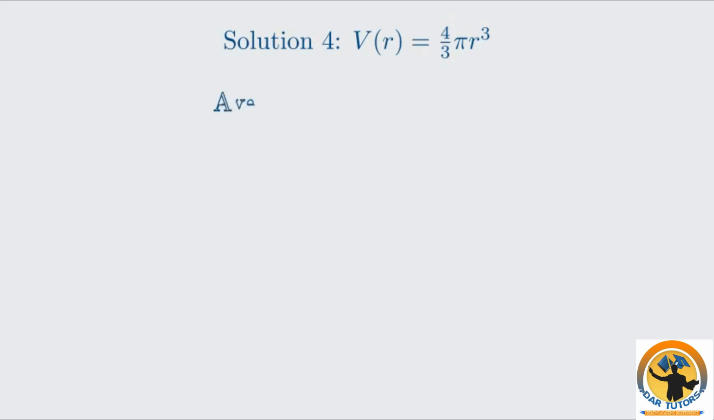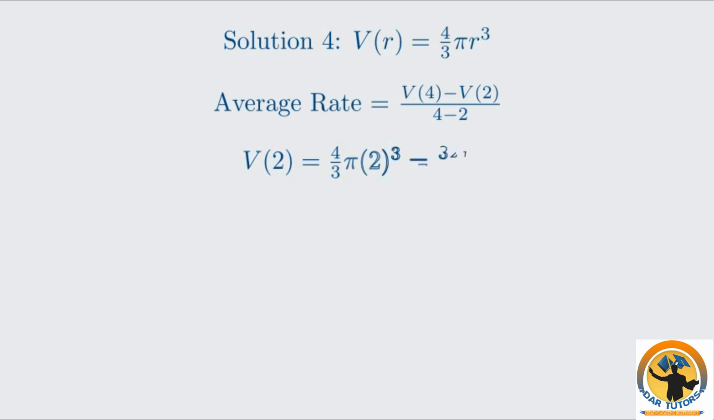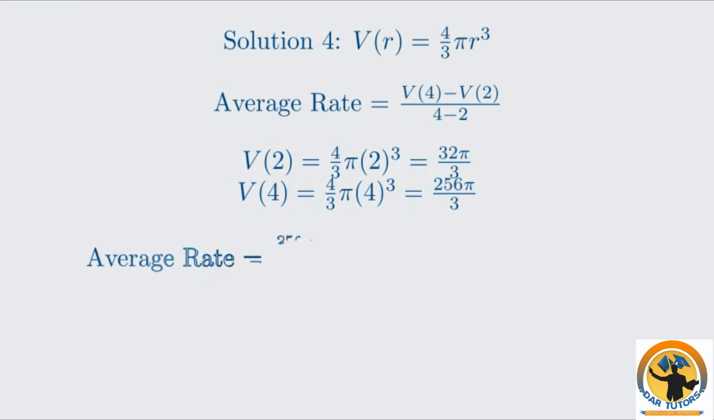For question 4, we find the average rate of change of volume. We find the volume at r equals 2 and r equals 4. V of 2 is 32 pi over 3, and V of 4 is 256 pi over 3. The average rate is 256 pi over 3 minus 32 pi over 3, divided by 2, which simplifies to 112 pi over 3 cubic centimeters per centimeter.